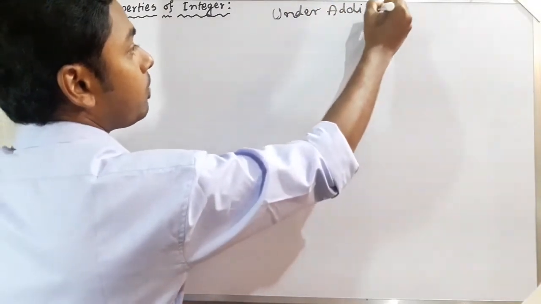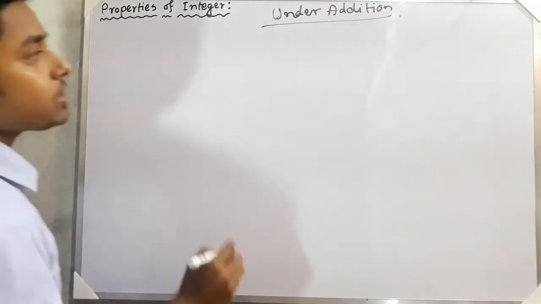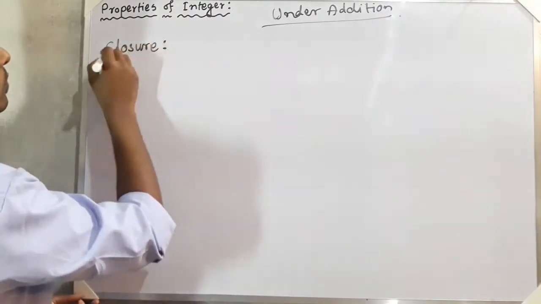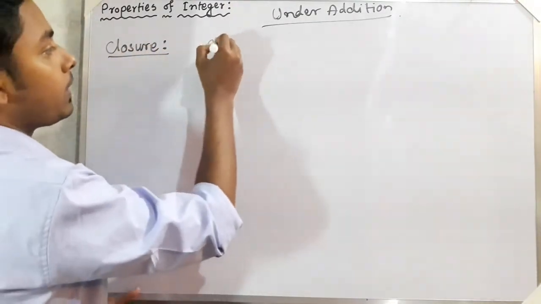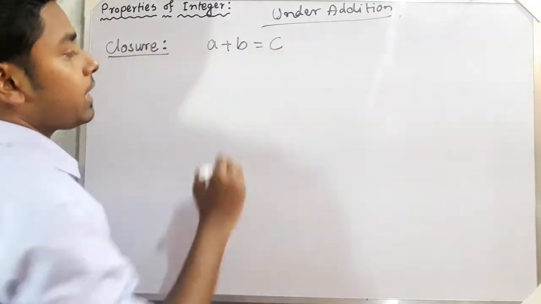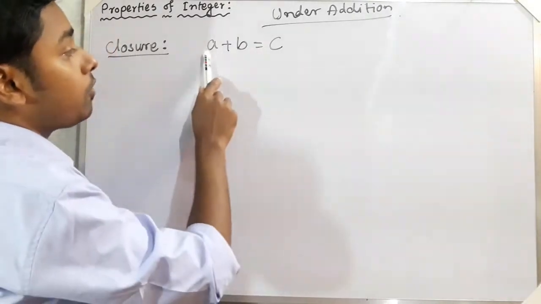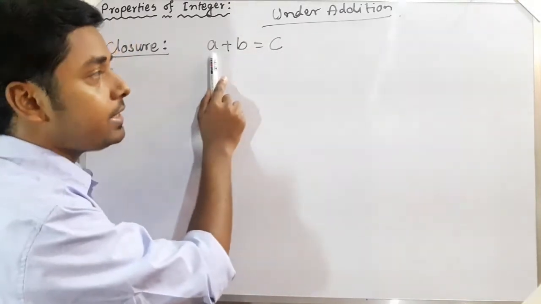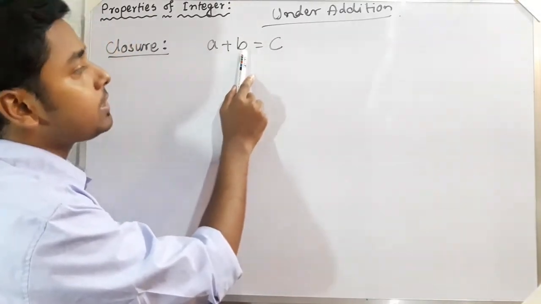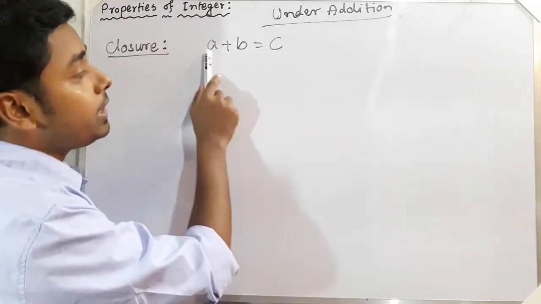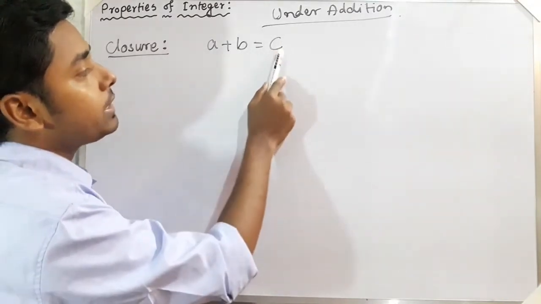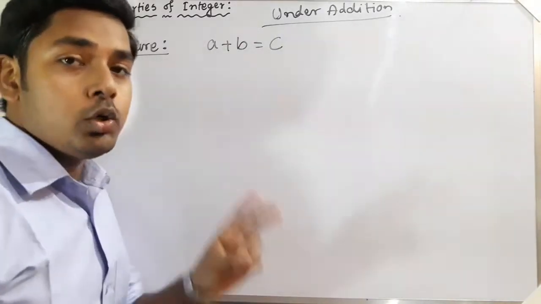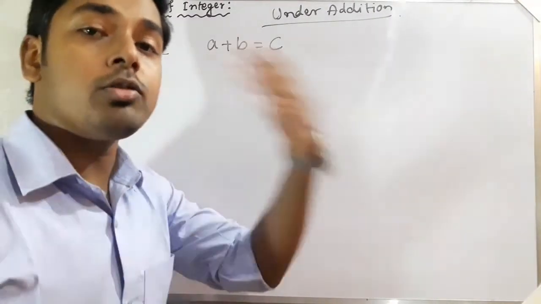So what is the first property under addition? That is the closure property. What is the closure property? A plus B is equal to C. That means the sum of two integers will also be an integer. If A is an integer and B is an integer, and we add these two integers, then we will also get an integer, that is C. If we add two integers, we get an integer.